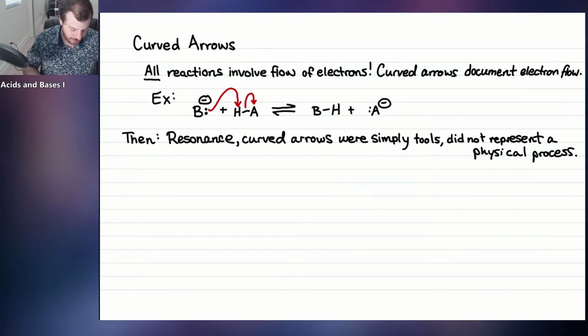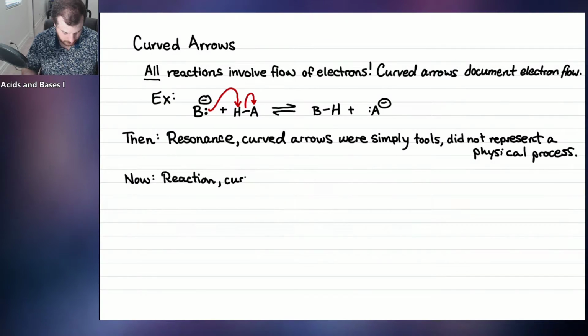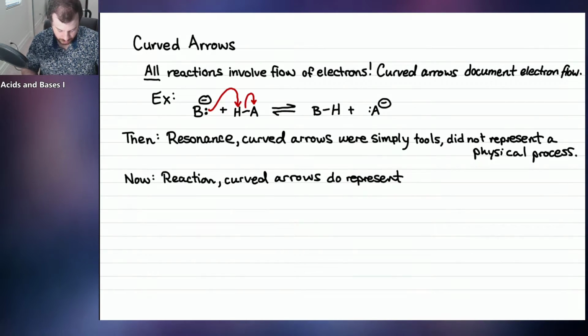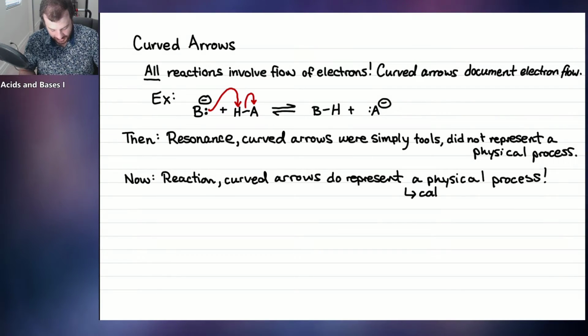That's important. But now that we're looking at acid-base reactions, we're actually looking at reactions. So reaction curved arrows do represent a physical process. And this is called a mechanism by organic chemists. This physical process is called a mechanism.